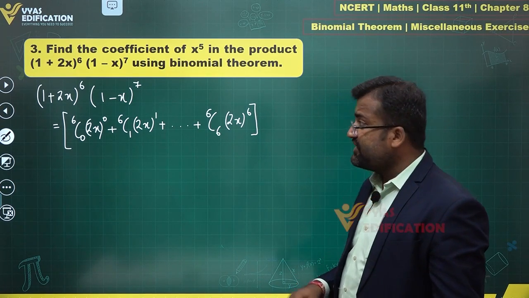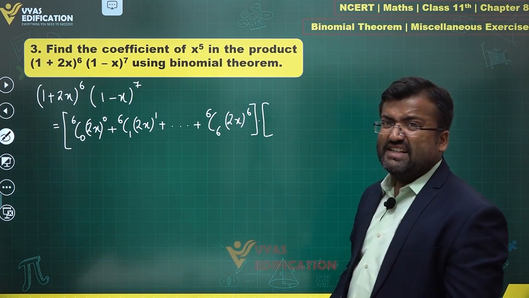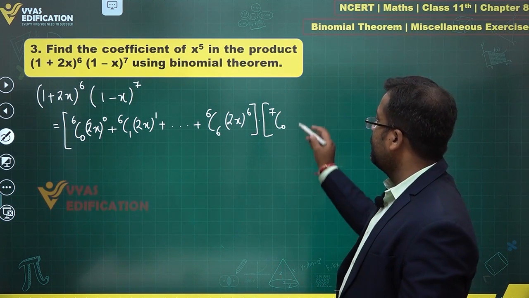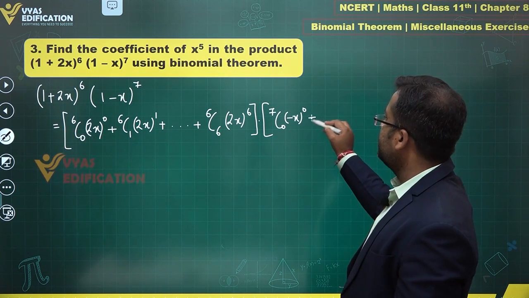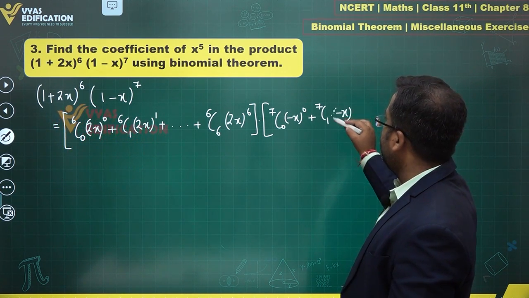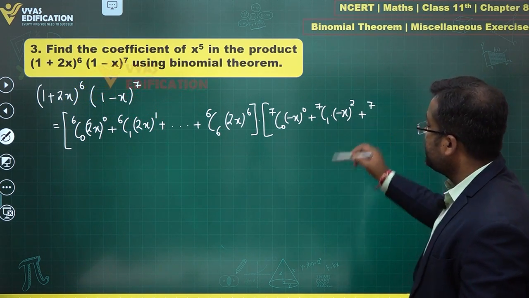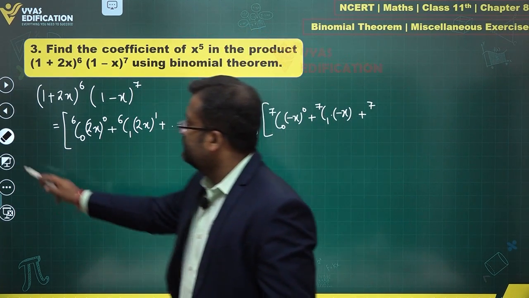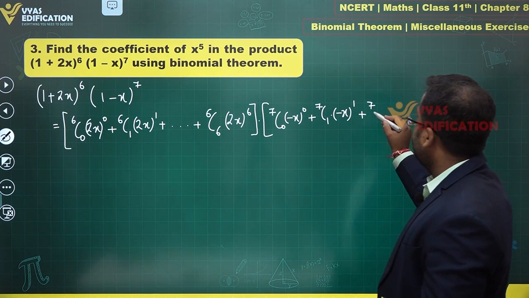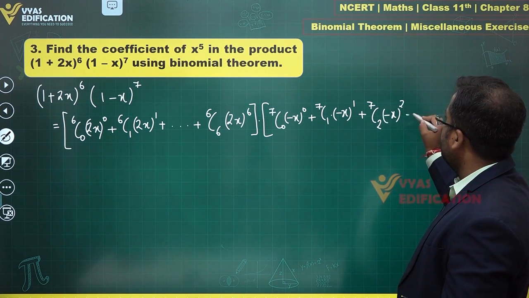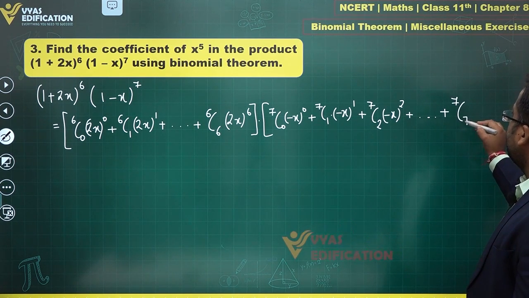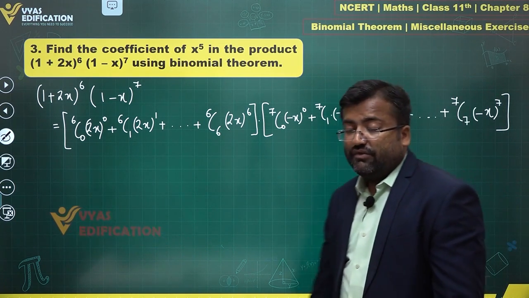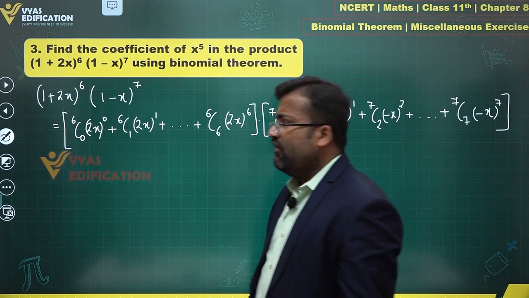What about the next term? In the next bracket, what you'll have is (1 minus x) whole power 7. This will be 7c0, 1 power 7, which is okay, minus x power 0, plus 7c1 minus x power 1 is what I'll get, not minus x power 2. This is minus x power 1. Then 7c2 minus x power 2, plus similarly dot dot dot 7c7 minus x power 7 is what I'll get over here. And now once we multiply these two expressions, we'll get a lot of terms.